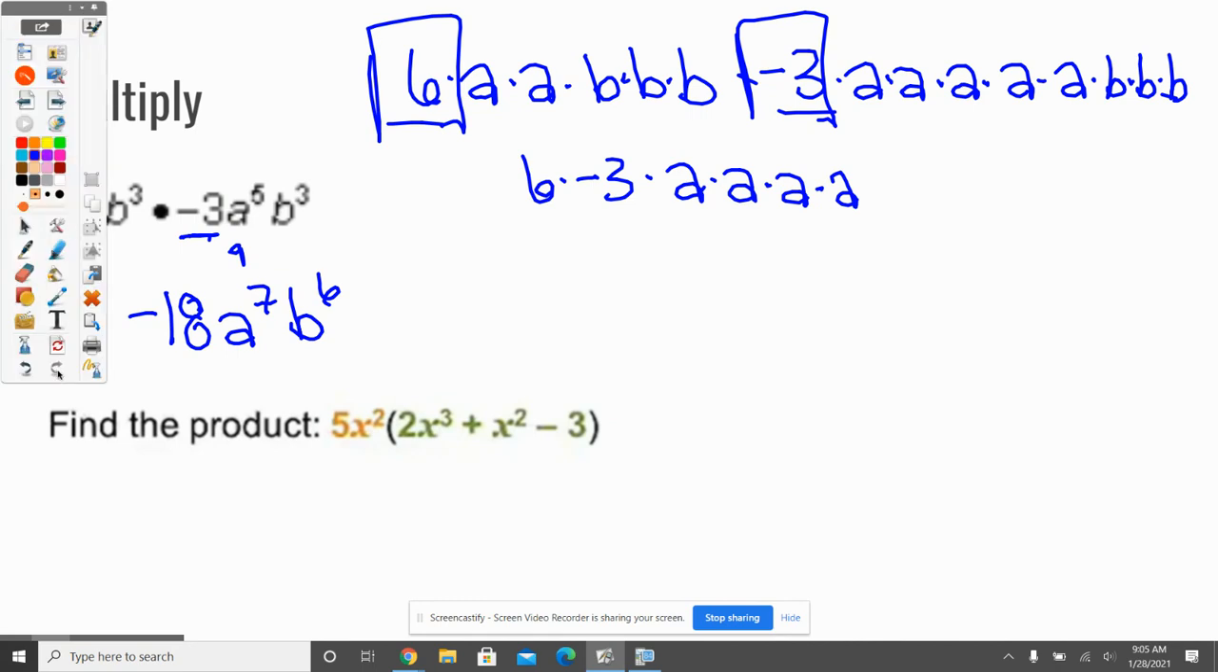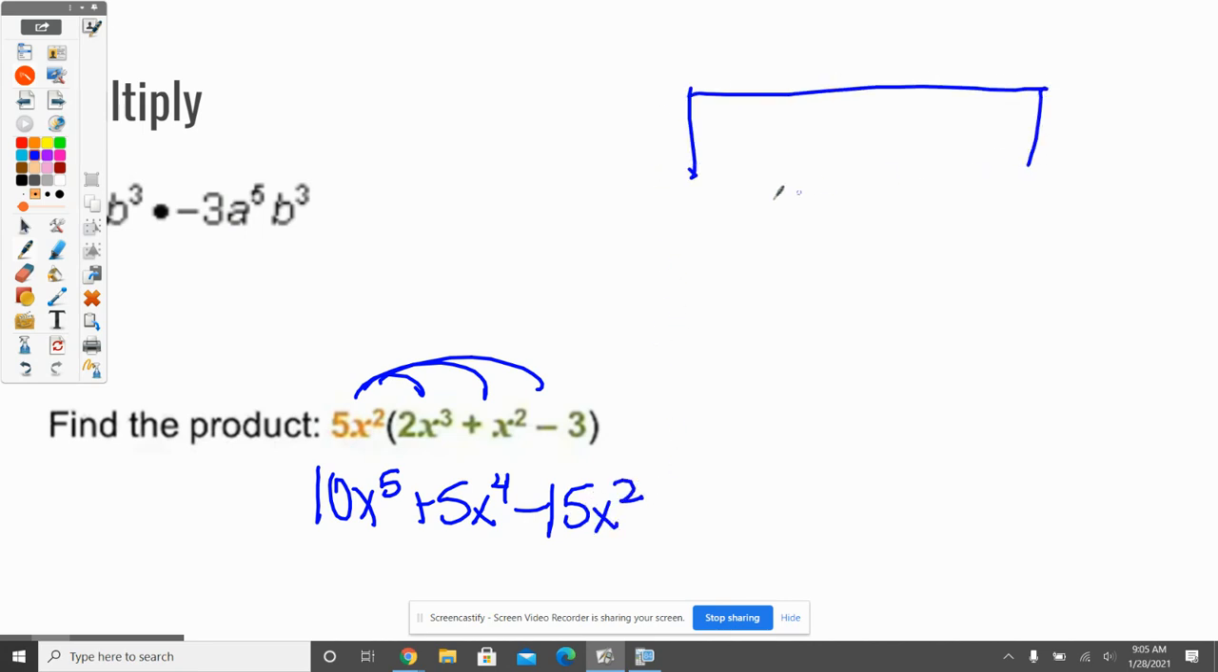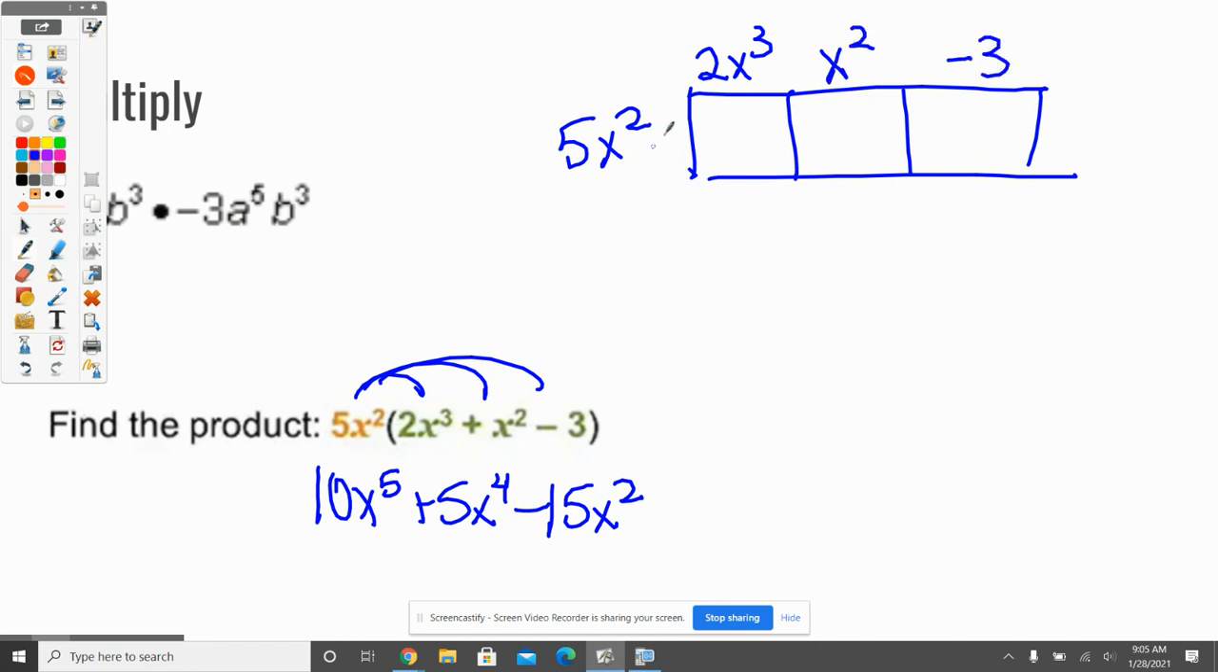On this one, you will distribute. You will be careful with exponent rules. So this will be 10x to the 5th plus 5x to the 4th minus 15x squared. I have seen some teachers teach with this like area model. Some kids really like it. Do it if you need to, where they just put all the pieces up top and then they can just multiply this way. That'll be 5x to the 4th and negative 15x squared, and then get the answer that way. That's also perfectly fine.